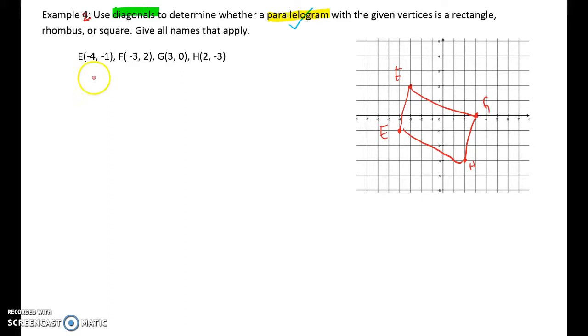Remember, to use diagonals to show we have a rhombus, our diagonals need to do one of two things. They need to bisect a pair of opposite angles, but that's really hard to do on the coordinate plane. So let's not do that, and let's say the diagonals are perpendicular. Because I know perpendicular means opposite reciprocal slopes. So what I can do is sketch in these diagonals, and then I can count rise over run, or you can just do the slope formula for EG and FH.